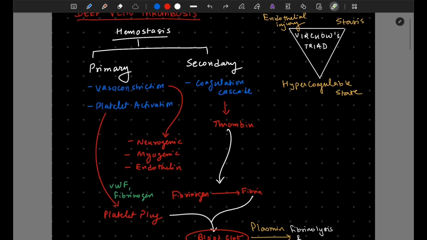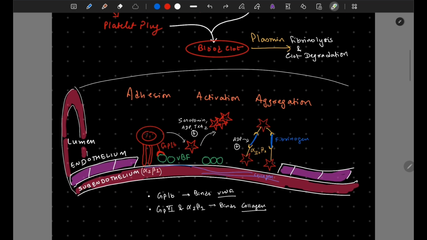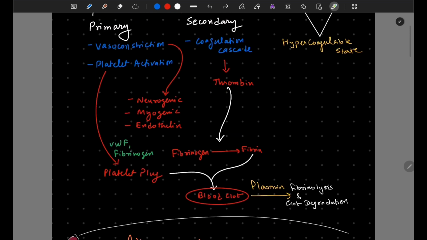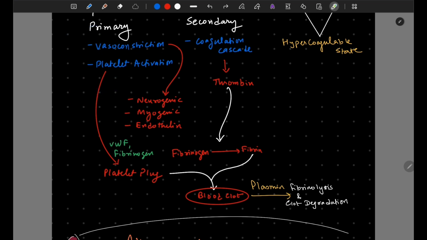So let's look upon it one by one. The vasoconstriction. Vasoconstriction is achieved by basically three mediators: the neurogenic mediator, the myogenic mediator, and the endothelin mediators. These three mediators are released in the blood vessels by the subendothelial and the endothelial membrane, and this causes temporary vasoconstriction at the injury site. This vasoconstriction leads to decrease in the blood flow, which causes a temporary hemostasis and more number of activators and platelets to aggregate at that area.